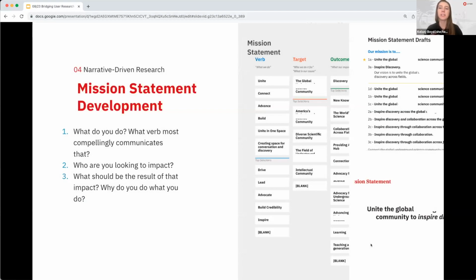And then depending on how concisely an organization can articulate their purpose to us, we might support in developing a mission statement. We typically utilize what's called a verb target outcome model, which is where we help an organization identify and prioritize what it is they do, who it is for, and what they aim to achieve through their work. So we think about what verbs are most compelling to communicate that, who you're looking to have an impact on, whether as a group or as multiple groups, and what you see as the result of that impact. Why do you do what you do?